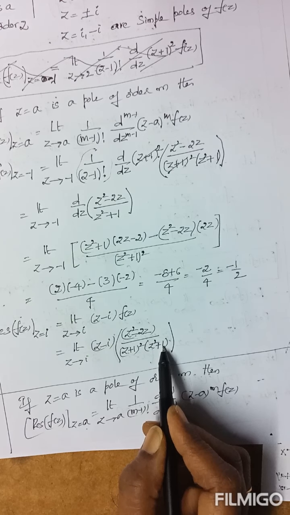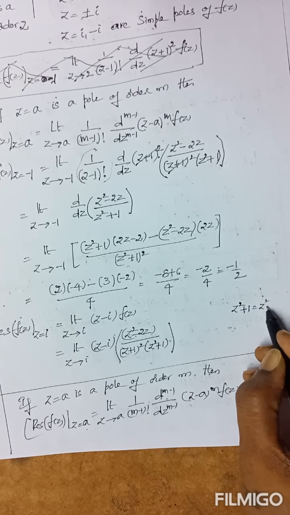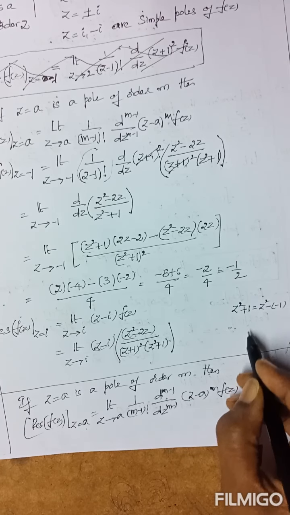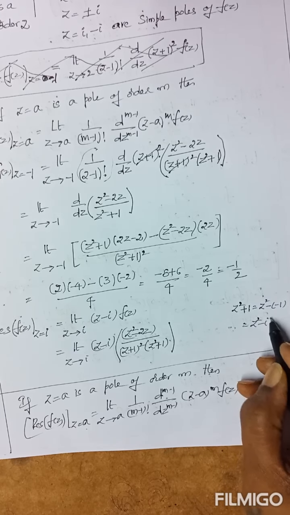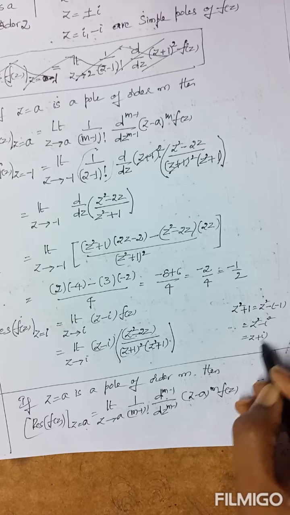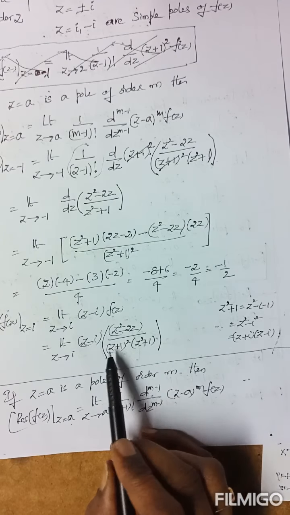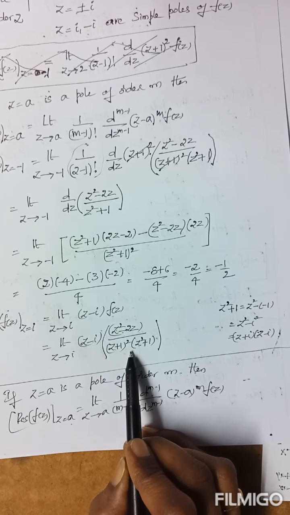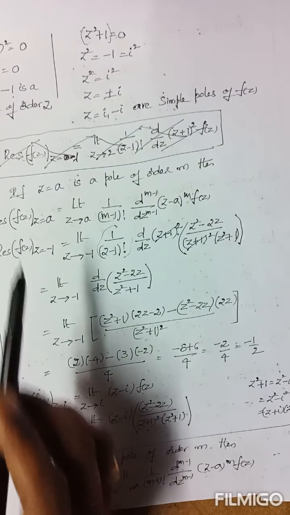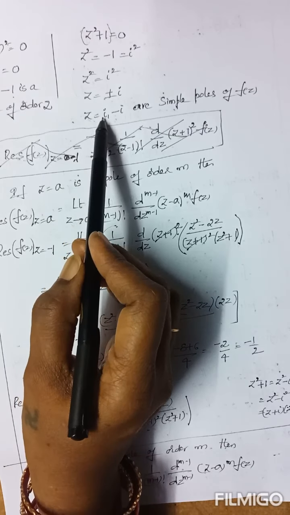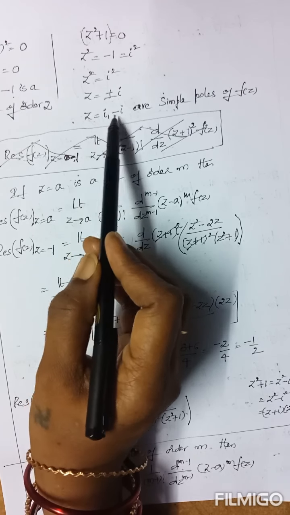Z square plus 1 can be written as z square minus of minus 1, that equals z square minus i square. Factors are z plus i into z minus i. Otherwise, another way that is also easier: if 0 by 0 form is there, we have to expand those using roots. What are the roots here? The roots are z equal to i, z equal to minus i. Factors are z minus i into z plus i.